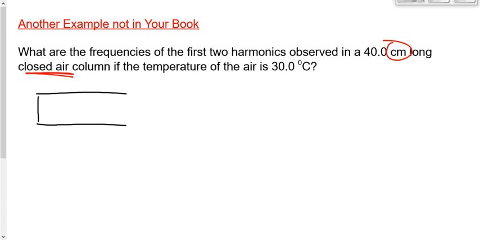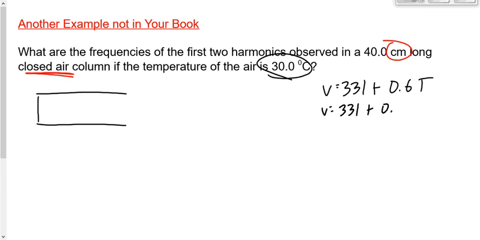We also have a temperature here. What do you think we're going to do with this temperature? Let's find the speed of sound. 331 plus 0.6 times the temperature. So 331 plus 0.6 times 30. 0.6 times 30, I believe, is 18. 18 plus 331 is 349. So here's the speed of sound in air at 30 degrees Celsius.